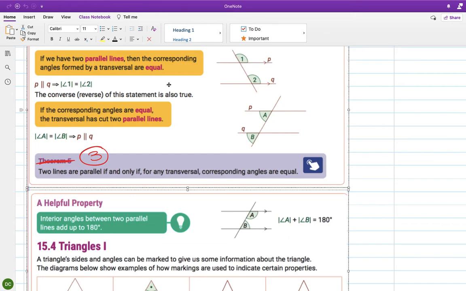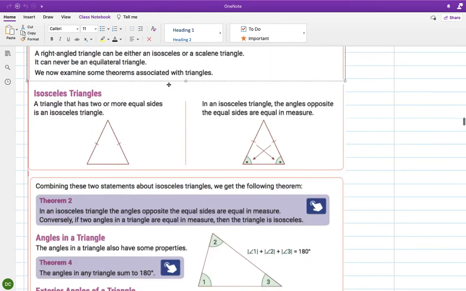Okay, so we have vertically opposite, which is the X shape. We have alternate, which will only happen if you have parallel lines. And to find alternate angles, you need to find the Z shape. And we have corresponding. Again, corresponding angles will only be found on parallel lines. And you need to look for the F shape. Okay, so there are the 3.